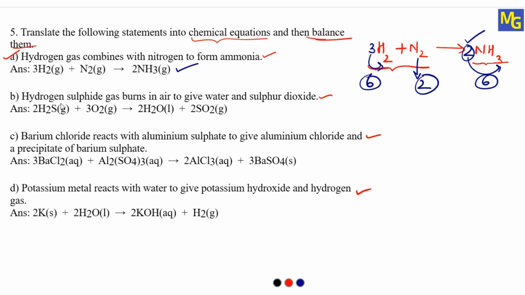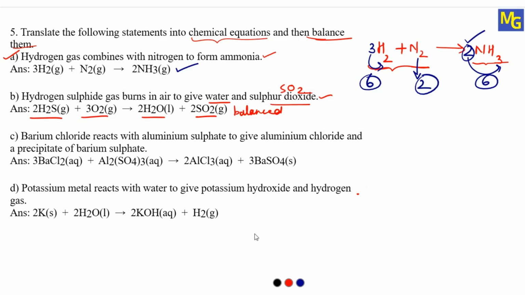Second one, hydrogen sulfide gas burns in air to give water and sulfur dioxide. So see here, hydrogen sulfide H2S burns, means reacts with oxygen, gives water and sulfur dioxide. Water is H2O and sulfur dioxide is what? SO2. So I wrote it here SO2. This is already a balanced equation because I have already written it as an answer. How to balance it? Let me show it on the other side.